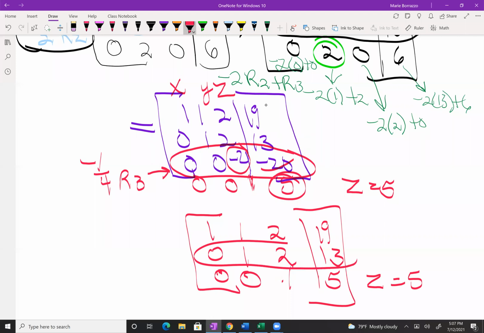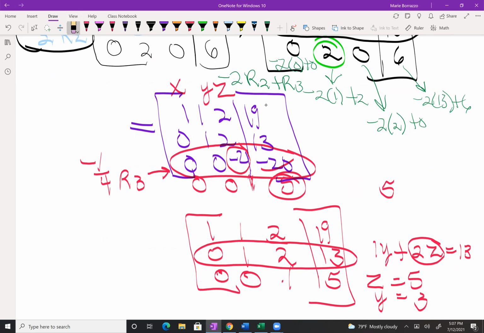Here in this equation, what I have is basically 1y plus 2z equals 13. And if I substitute in 5, obviously 2 times 5 is 10. Subtract the 10, you're left with 3. So now I know that y is equal to 3.